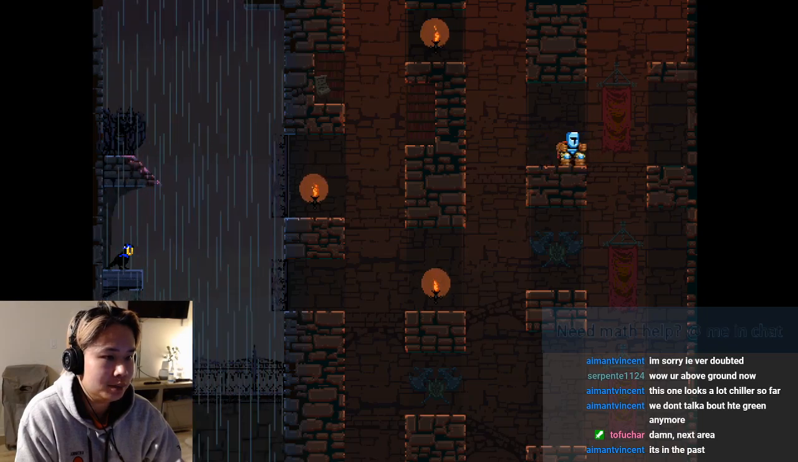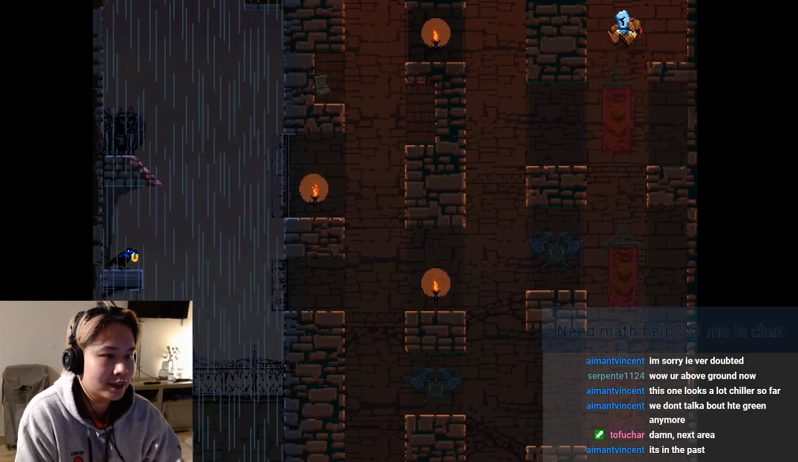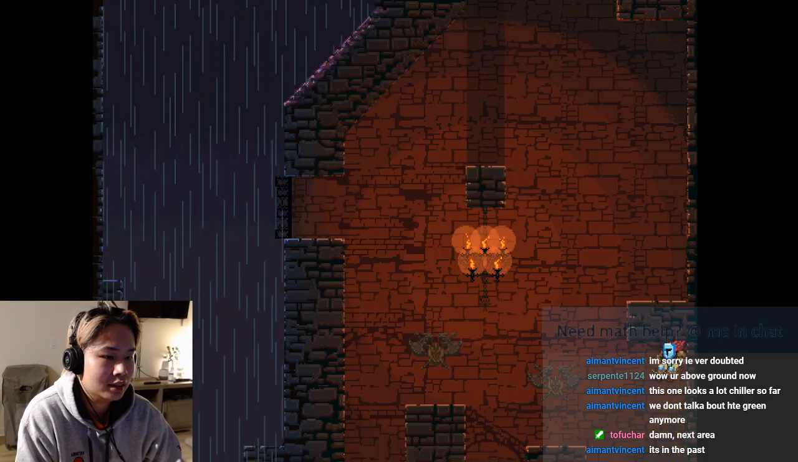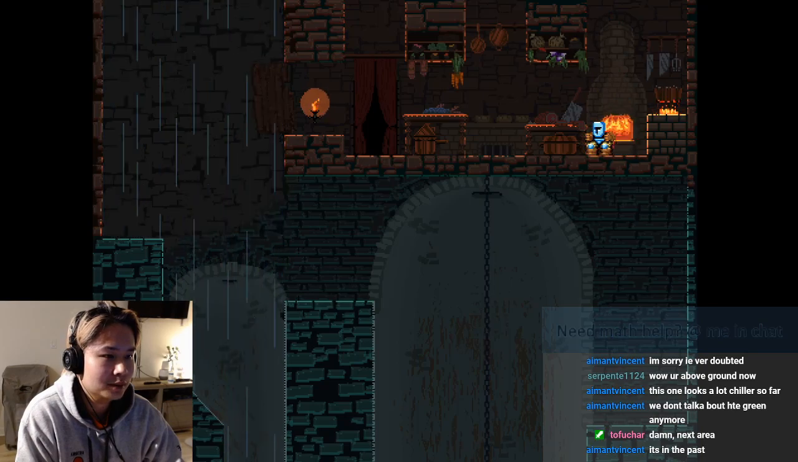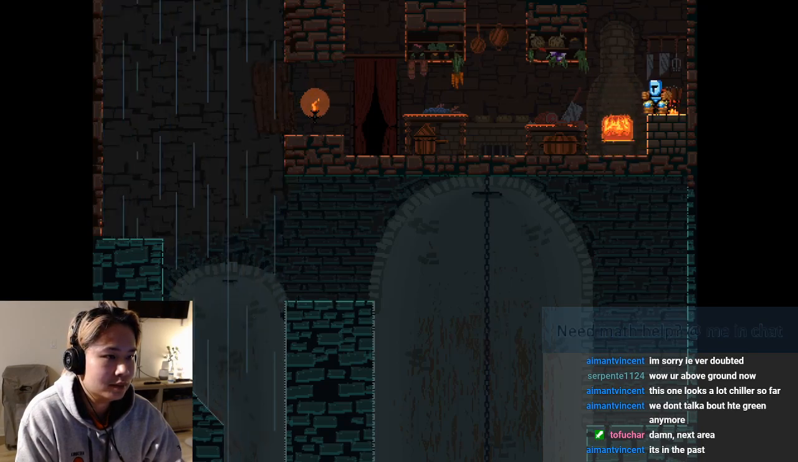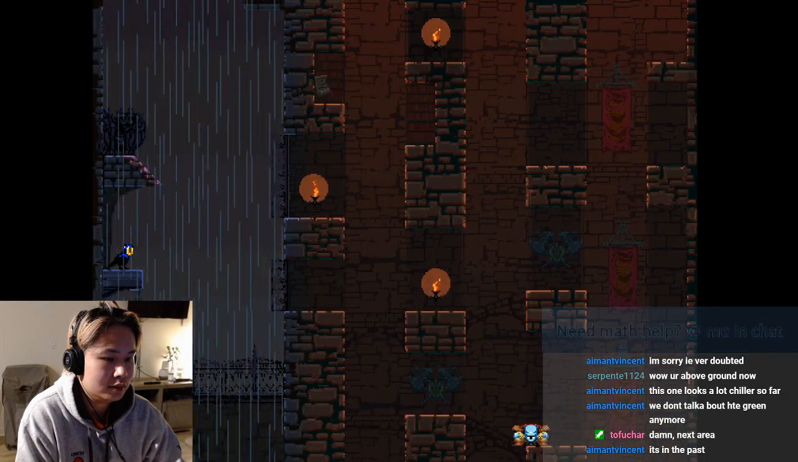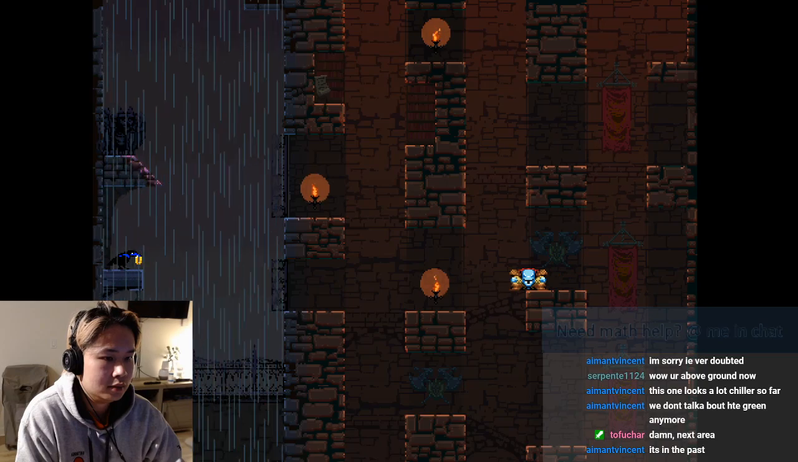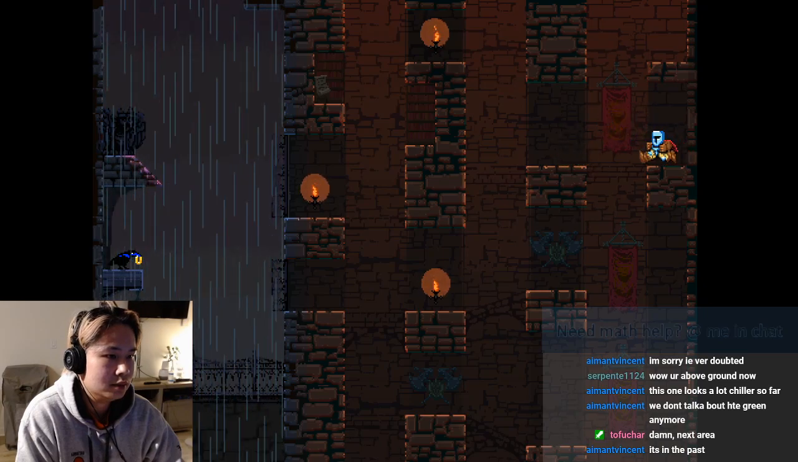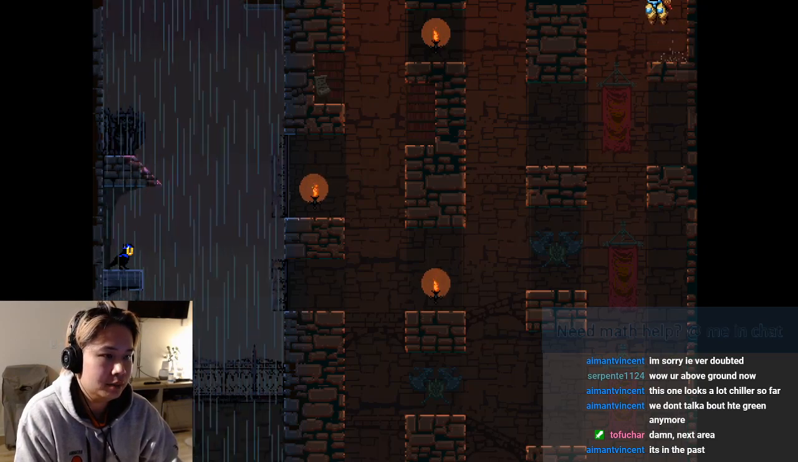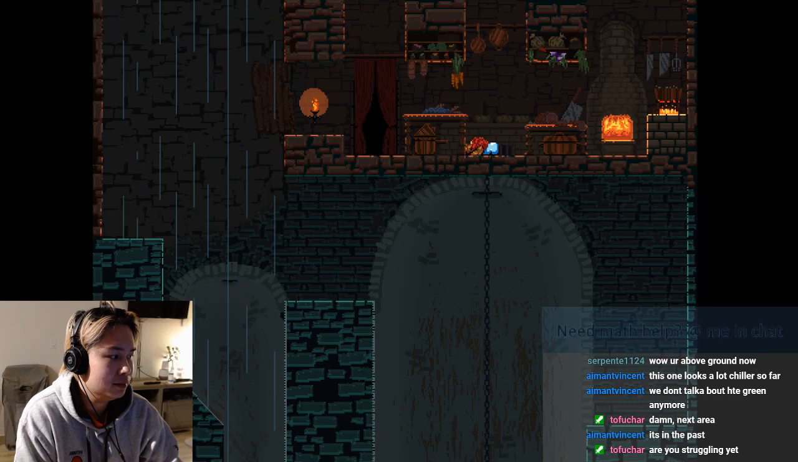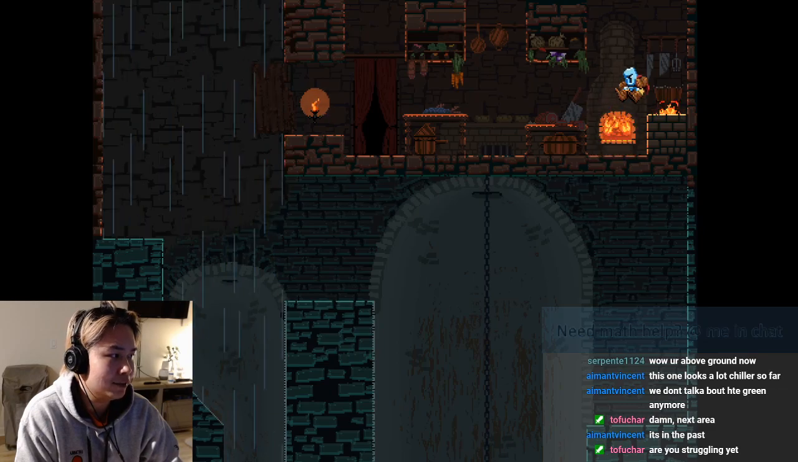What do I do here? I think I need to jump across and then do a bounce. Yeah, see? Okay, I think I need to bounce off. Nope. Okay, how do I get there? I think I just need to jump up, right? Whoa. I don't think I'm struggling yet. This little section seems pretty easy so far.